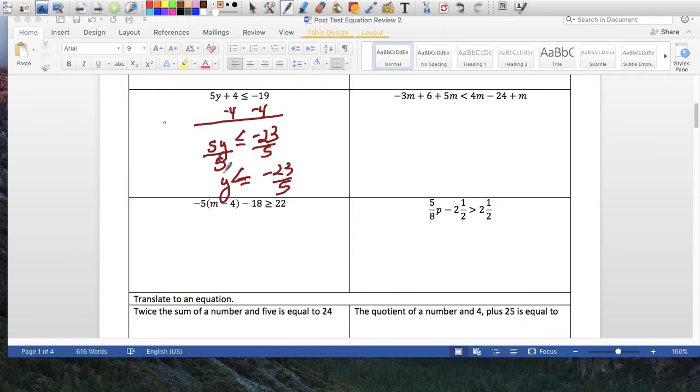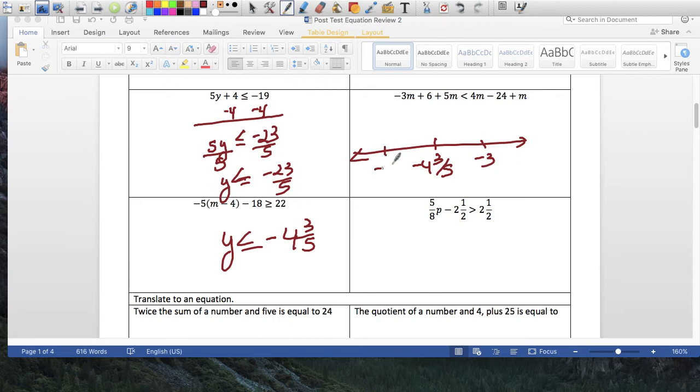If I were to graph that, you can change that to a mixed number right now. 5 goes into 23 4 times, with 3 left over, all that negative. If you're going to graph that, here's negative 4 3/5. Here will be negative 3, here will be negative 5, etc. So shade on that side. We want numbers that are less than negative 4 3/5, which is this way.